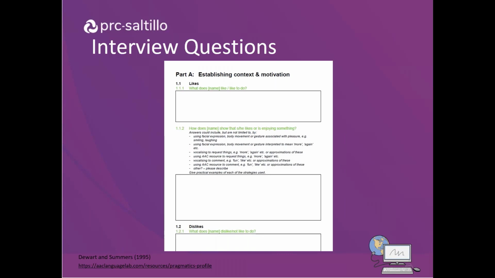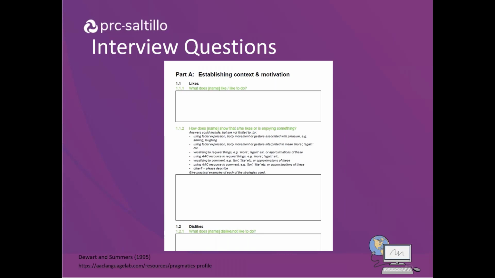So you can see here, part A, 1.1, it starts with establishing context and motivation. So, what do they like to do? And there's a spot for you to actually write in responses. What do they like to do? Because I often, and Megan can probably say this too, get a lot of, we don't know, they don't want to do anything, nothing's enjoyable, they don't want to do any of these activities. But there's things that we know they like. But I love the second part of that, which is how do they show you that they enjoy this?